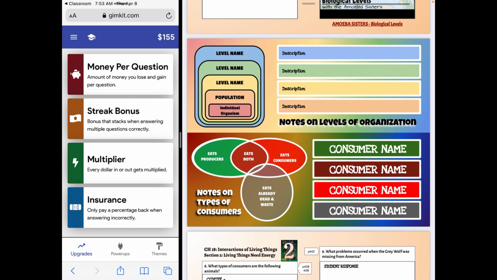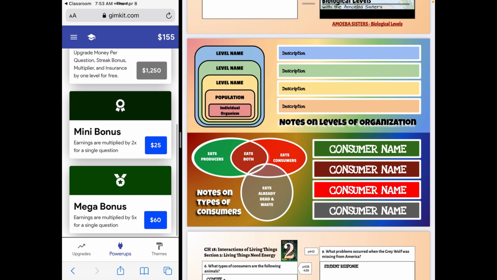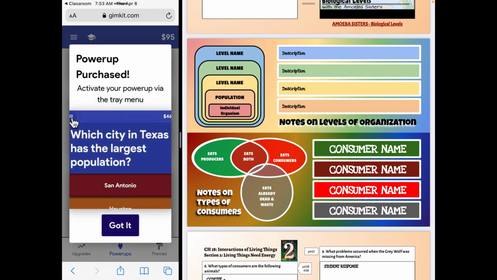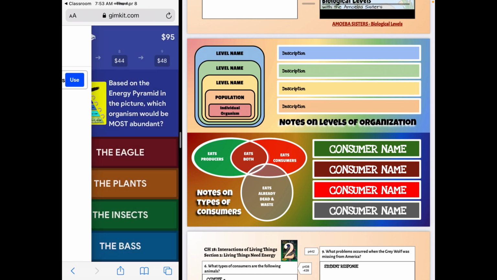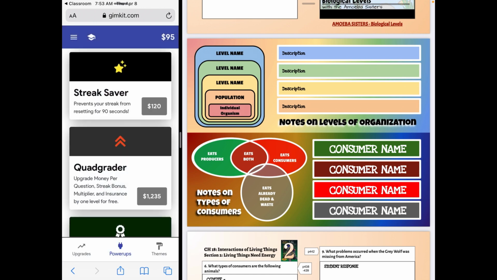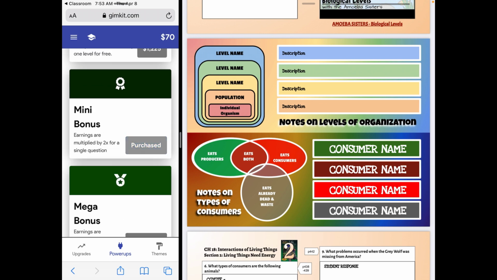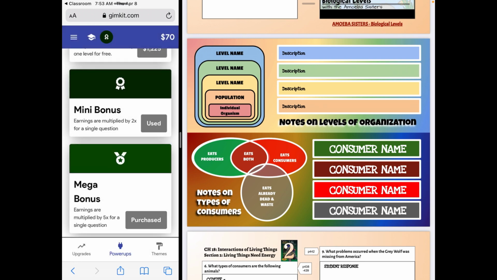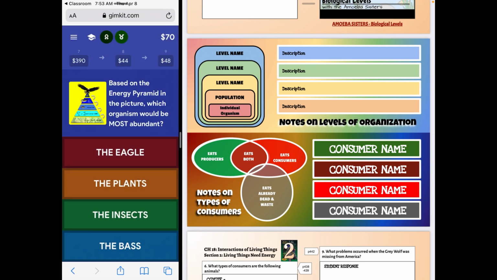Now I'm going to go shopping. Here's a big trick. We want to go power-ups. The quad grader is nice. The streak saver is nice. But the mini and mega bonus are key. If you get the mini and mega bonus and you use them together, so the mini bonus doubles the value of something and the mega bonus like triples it or quadruples it. But on a question you know, only do this when you're sure of the answer. When you use both of them, you can multiply the value of one question by a lot.